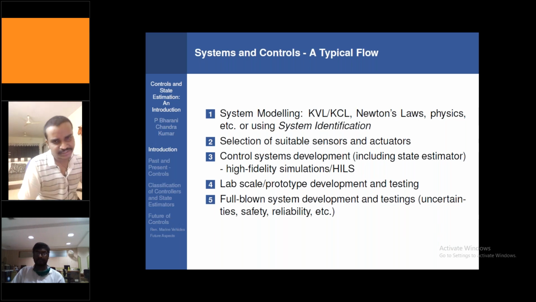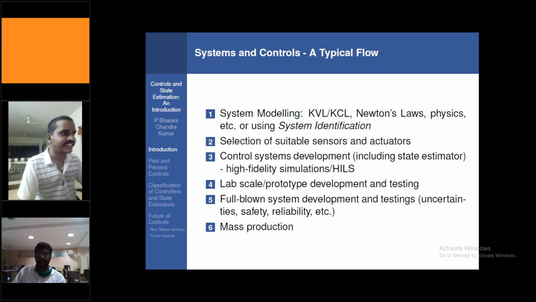So they will do tests under all kinds of uncertainties, safety, reliability, external temperature, external disturbances, everything. And once that is also satisfied, then after certification and other things, they will go for mass production. So this is the standard typical flow in most of the industries for a critical control system design. They more or less follow the same pattern.